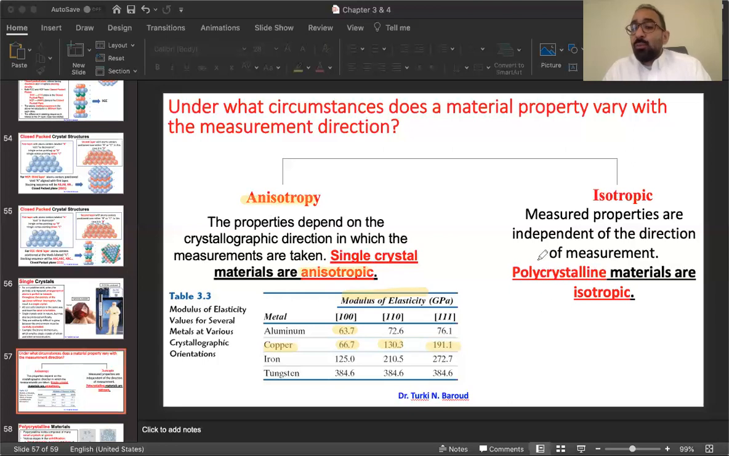Now for polycrystalline material, we call it isotropic because the properties will not depend on direction, and the reason is that the directions of each single crystal are different, so the property will be averaged out when you look at each single crystal.